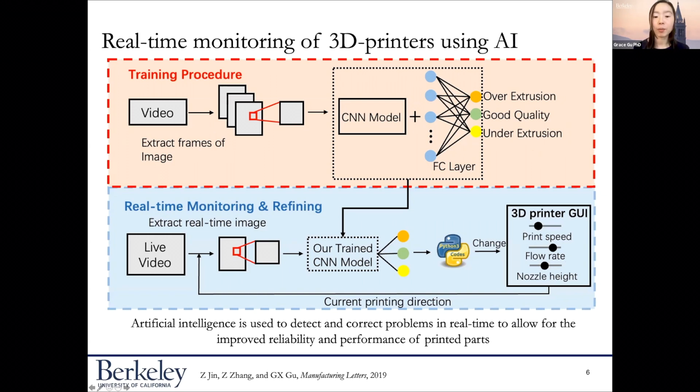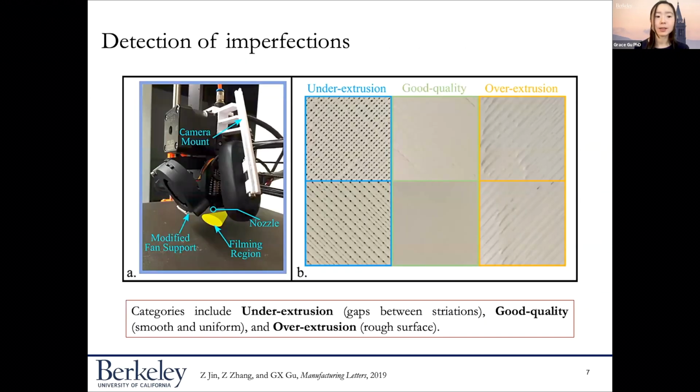These are the different process parameters we can change. These are just examples: printing speed, flow rate, nozzle height. We're going to change these in real time to correct for defects. So what do I mean by these defects? These are some examples. This is a good quality part that's printed. And the two sides here are the defective or imperfection-based parts, which in this case are under-extruded and over-extruded parts.